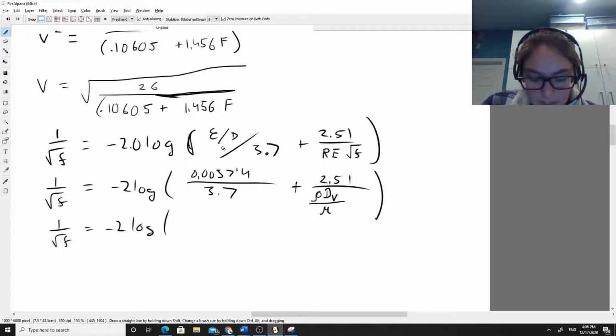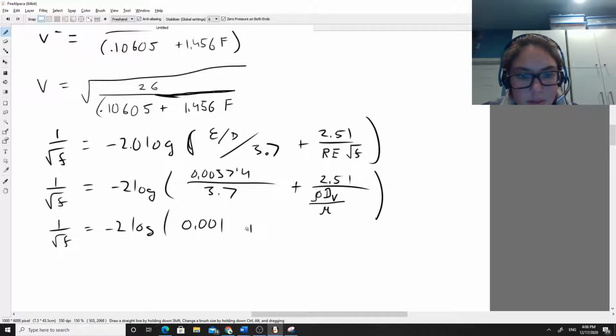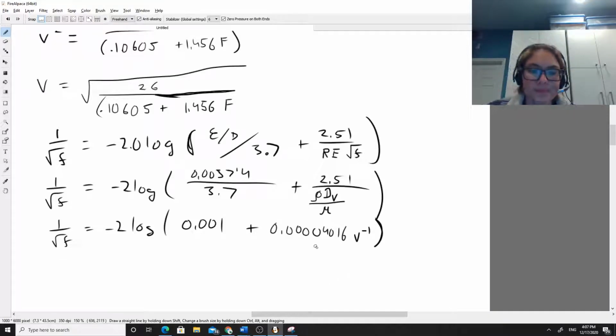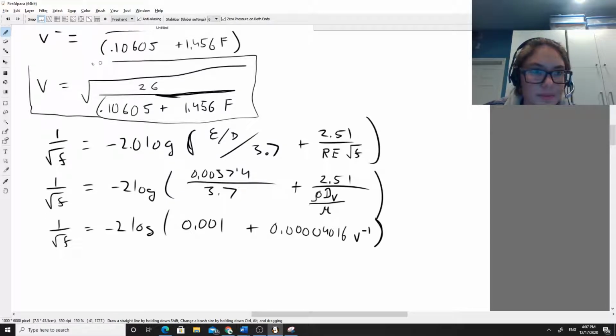0.003714 divided by 3.7. That's going to be equal to basically 0.001 plus, and we're going to have 2.51 divided by 1,000 times 0.07 multiplied by 1.12 e to the negative 3. And so that's going to be equal to 0.000040116 V to the negative 1. And there you go. You have two equations with two unknowns, V and F.